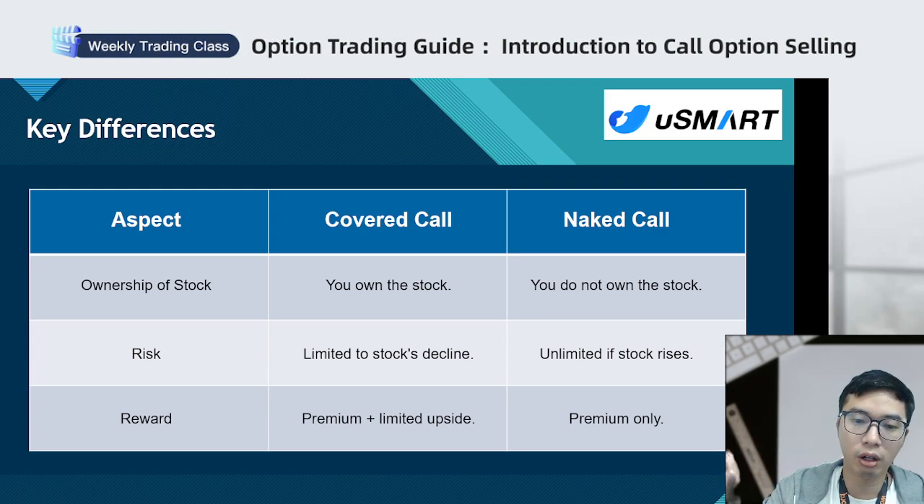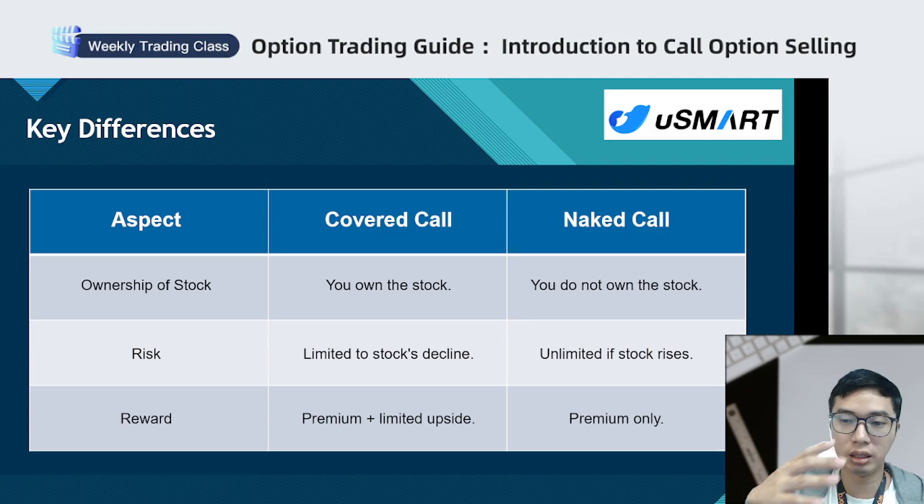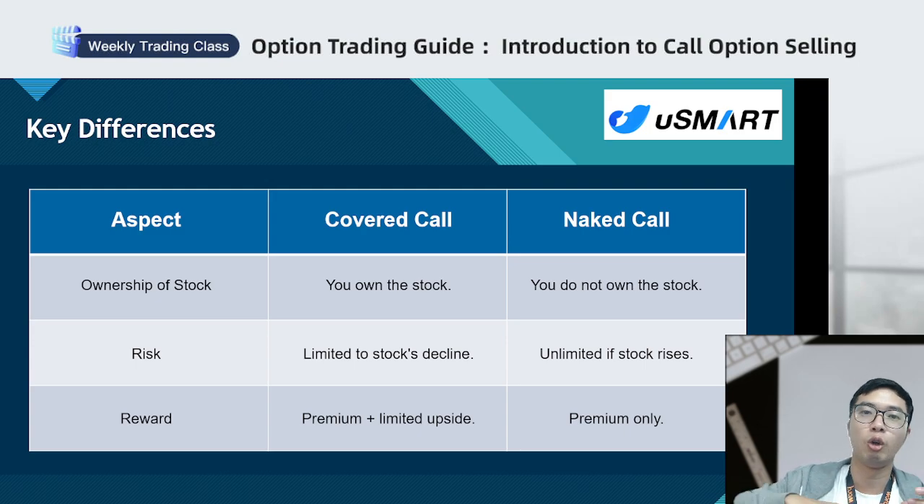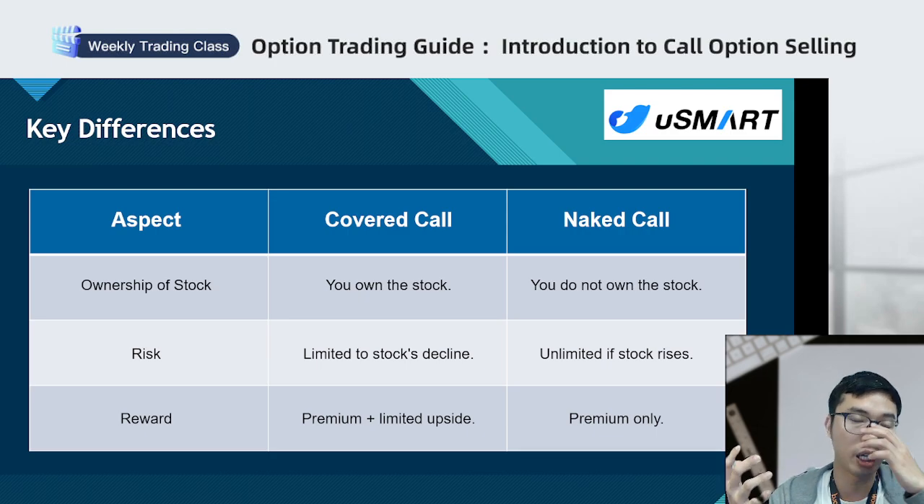And for the covered call, your reward will be the premium and the limited upside, but it's still upside. Like in my example, you own the stock at $50 and wanted to sell it at $55, so you actually earn the $5 plus the premium per share. For the naked call, you earn the premium only. You don't own any stock, so you won't earn any capital appreciation, and you face a lot more risk. So these are the dangers of selling naked calls.